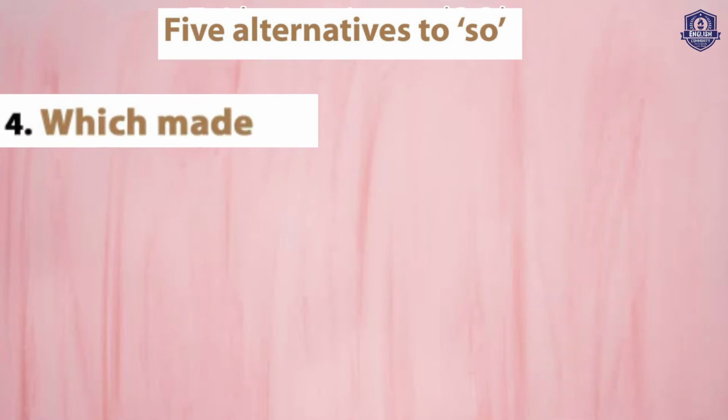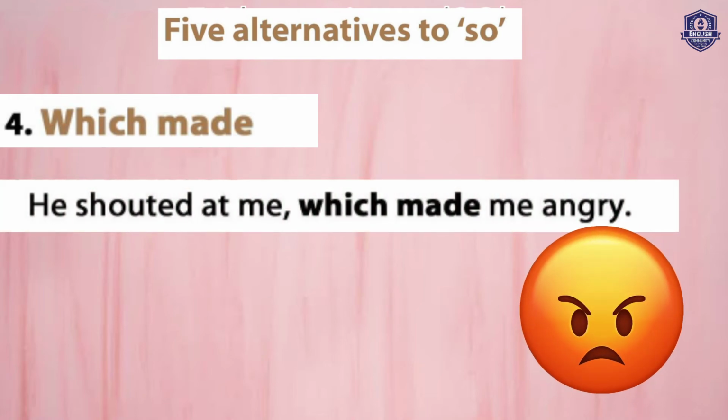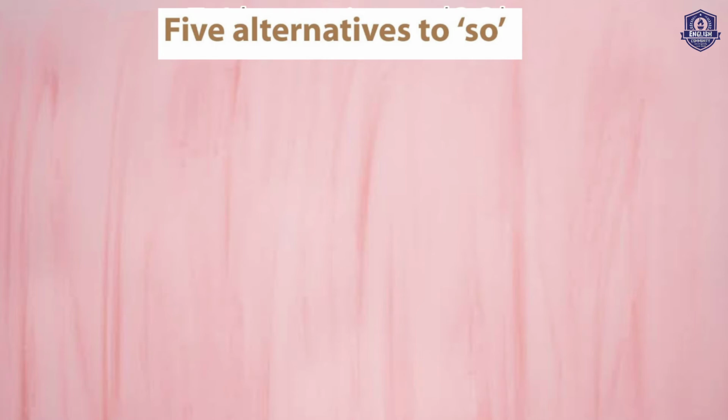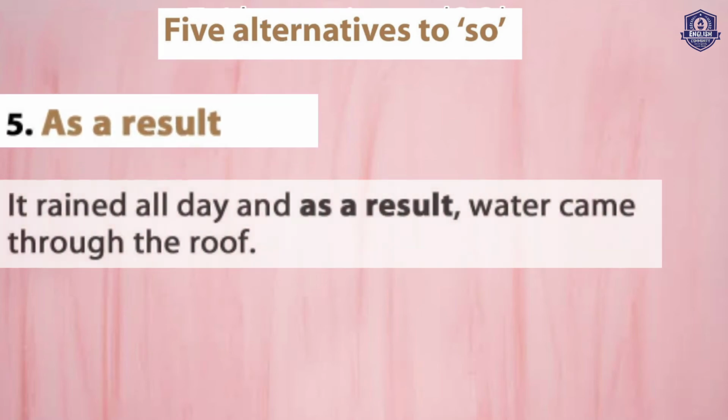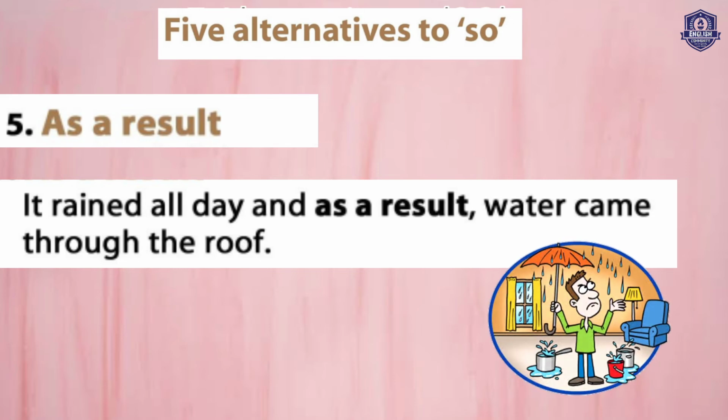Number 4 is "which made". For example, he shouted at me, which made me angry. And the 5th alternative you should use instead of the word "so" is "as a result". For example, it rained all day and as a result water came through the roof.